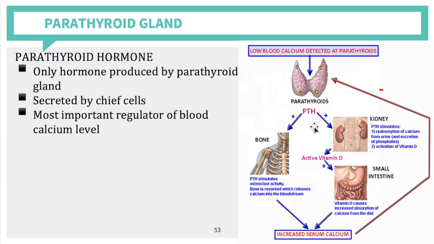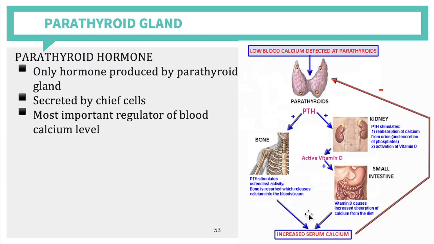What else? Your PTH will also stimulate the activation of your vitamin D in your kidney. So the vitamin D is activated, and your active vitamin D will in turn cause increased absorption of calcium from the diet. So the end effect of all this is increased serum calcium. Now, it was low, and our serum calcium is now high.